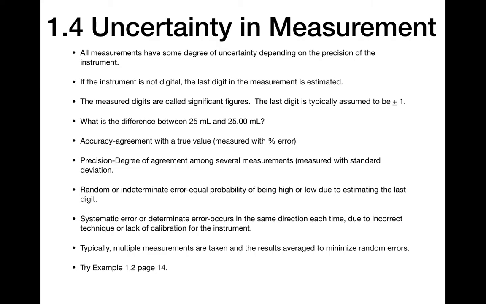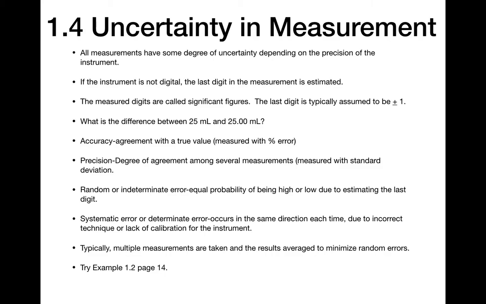So in general, if our instruments are digital, you simply write down the digits that are showing on the screen, like a balance or a digital thermometer. But if our instrument is not digital, if it's a ruler where we're reading marks on the ruler, or we're reading the marks on a graduated cylinder or a burette, we always try to estimate the last digit. So in other words, we try to read between the lines what that last digit is.